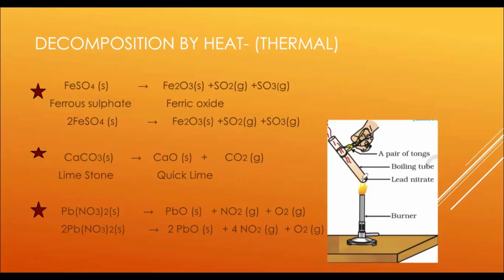When lead nitrate is heated, that is a white color salt, and on heating, lead oxide, a yellow color salt, is formed, and brown fumes of gas are released, that of nitrogen dioxide gas. And this is the balanced chemical equation for this reaction.